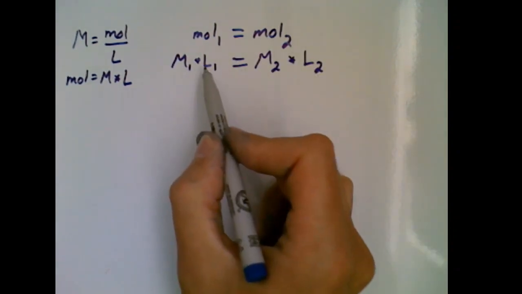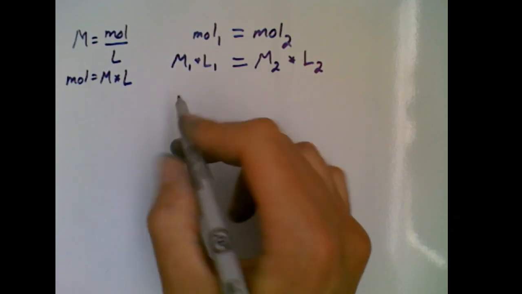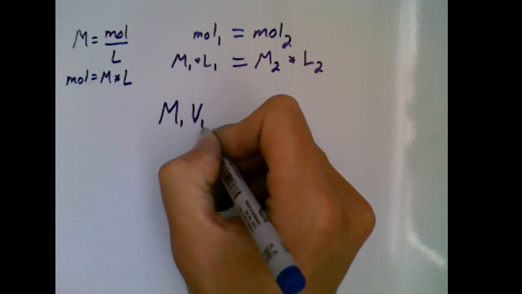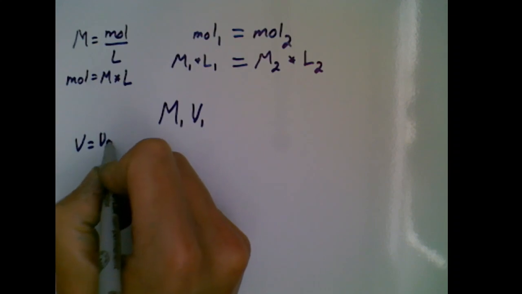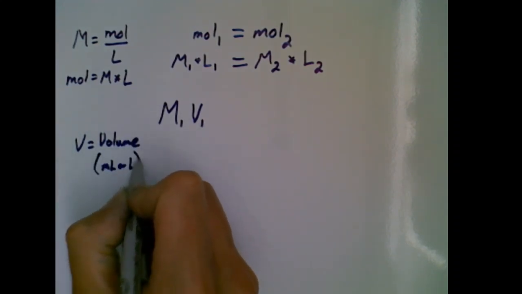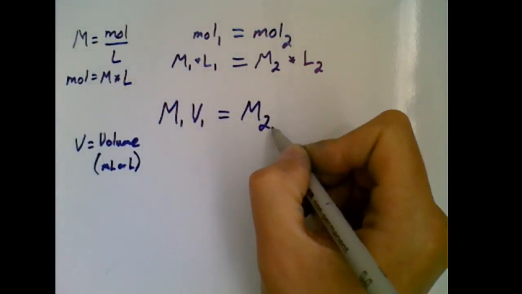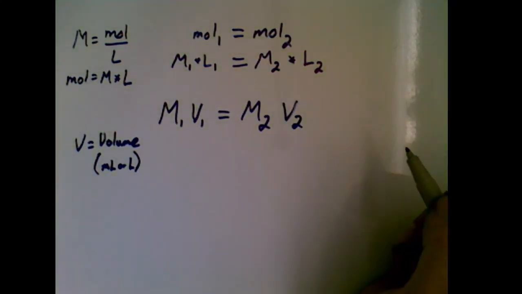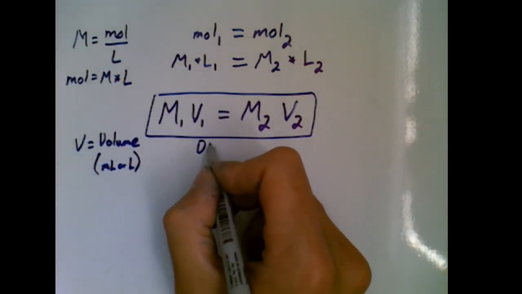And the way this equation works, it actually doesn't matter our units for liters or for volume. So a lot of the times we will abbreviate this as M1V1, where V is volume. And that volume can be in either milliliters or liters, and it is going to be equal to the molarity after diluting multiplied by the volume after diluting. This is what we call the dilution equation.